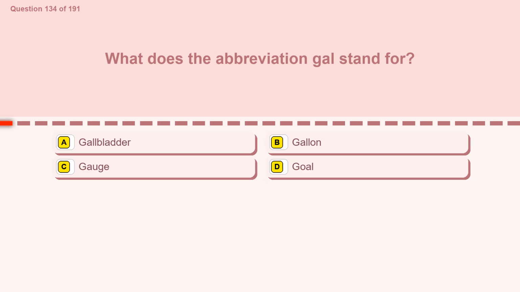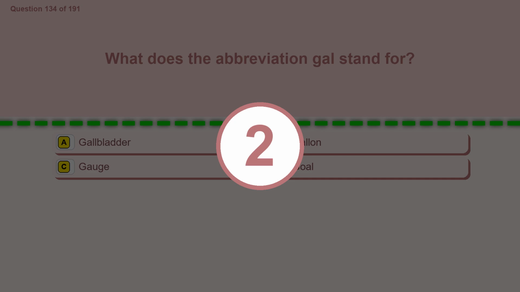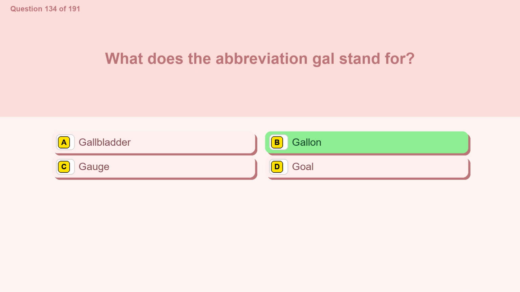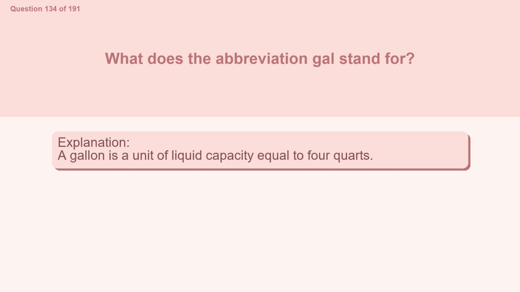Question 134. What does the abbreviation GAL stand for? Option A, gallbladder. Option B, gallon. Option C, gauge. Option D, goal. The correct answer is option B, gallon. A gallon is a unit of liquid capacity equal to 4 quarts.